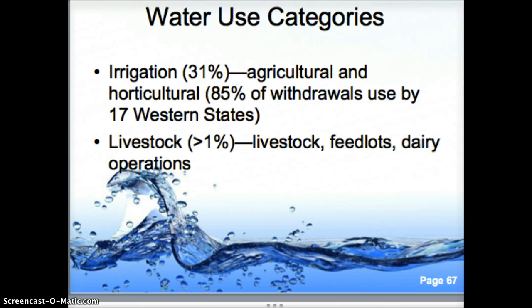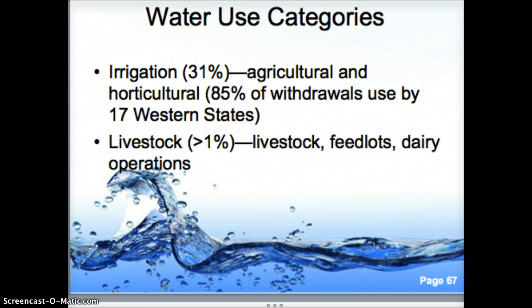31% is irrigation. That's a large percentage of our water, you see. Agriculture and horticulture are the two biggest draws when they talk about irrigation needs. And it should be noted that most of that water that is used for irrigation is used by 17 western states. So we really need very little irrigation on the East Coast, but those western states with very little water have a large amount of irrigation needs.